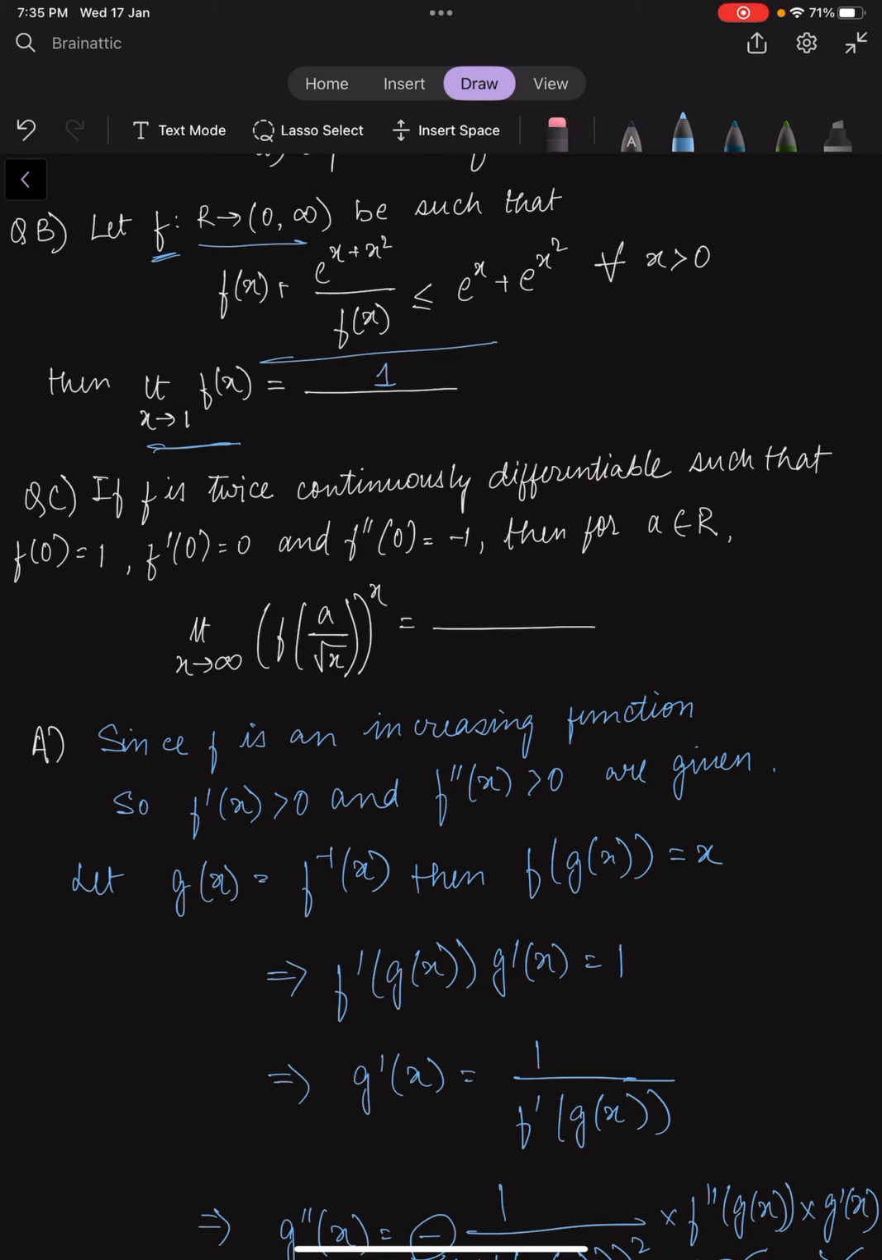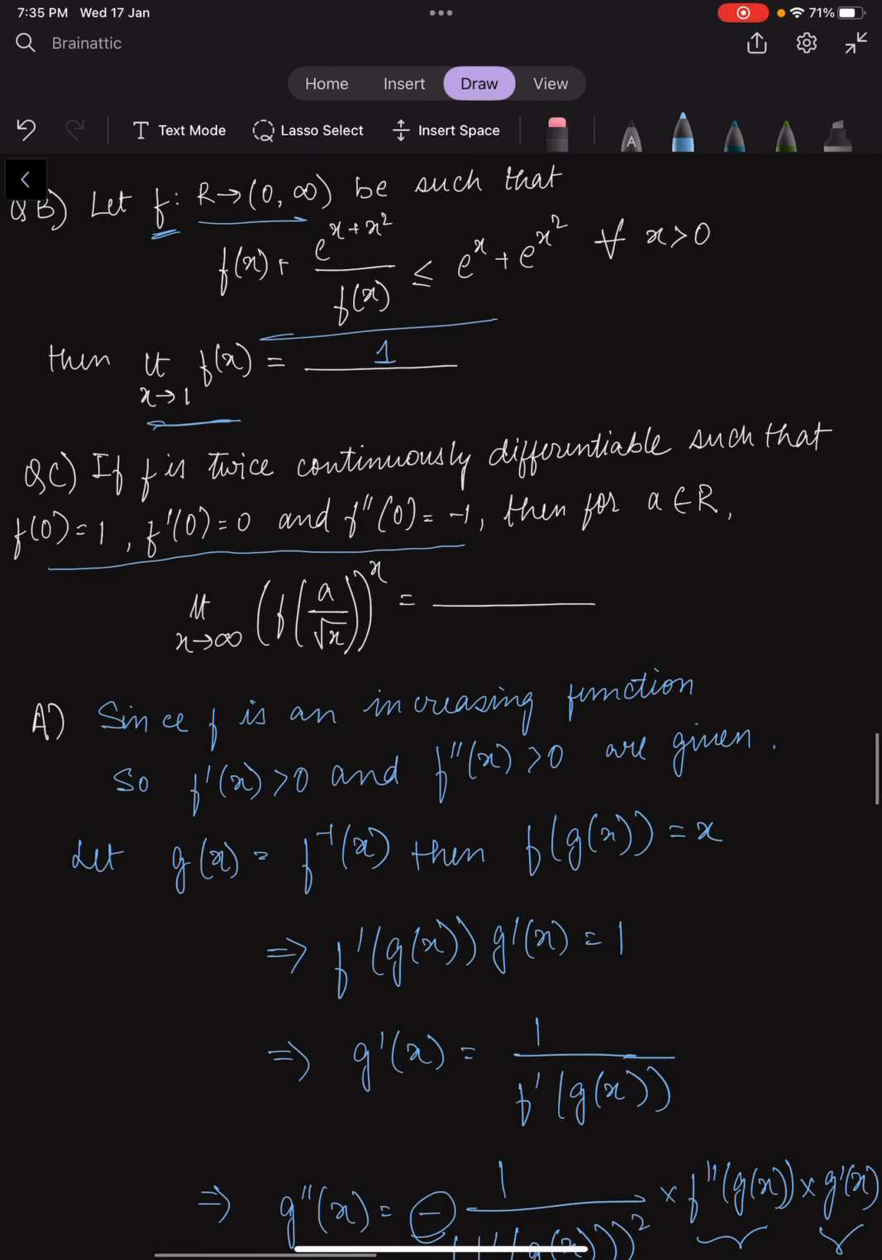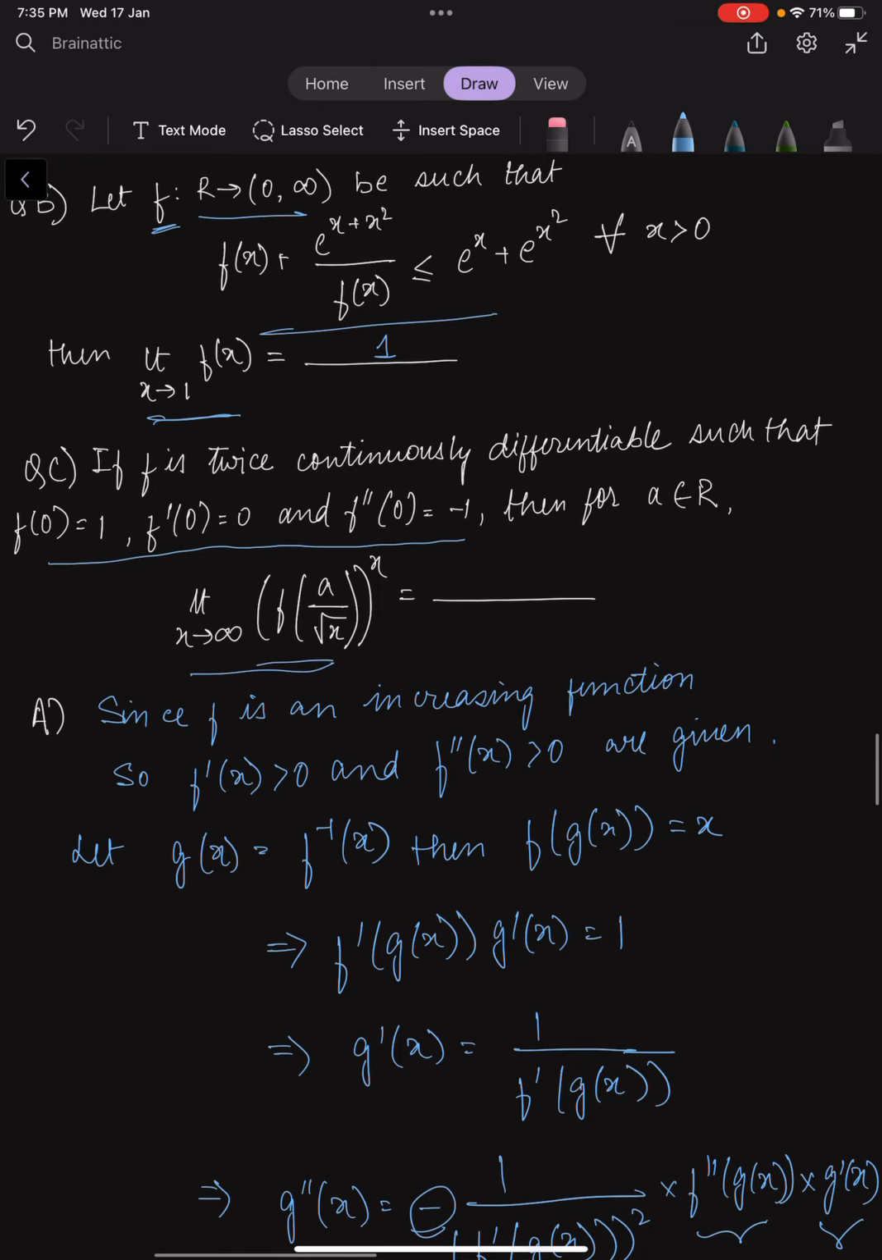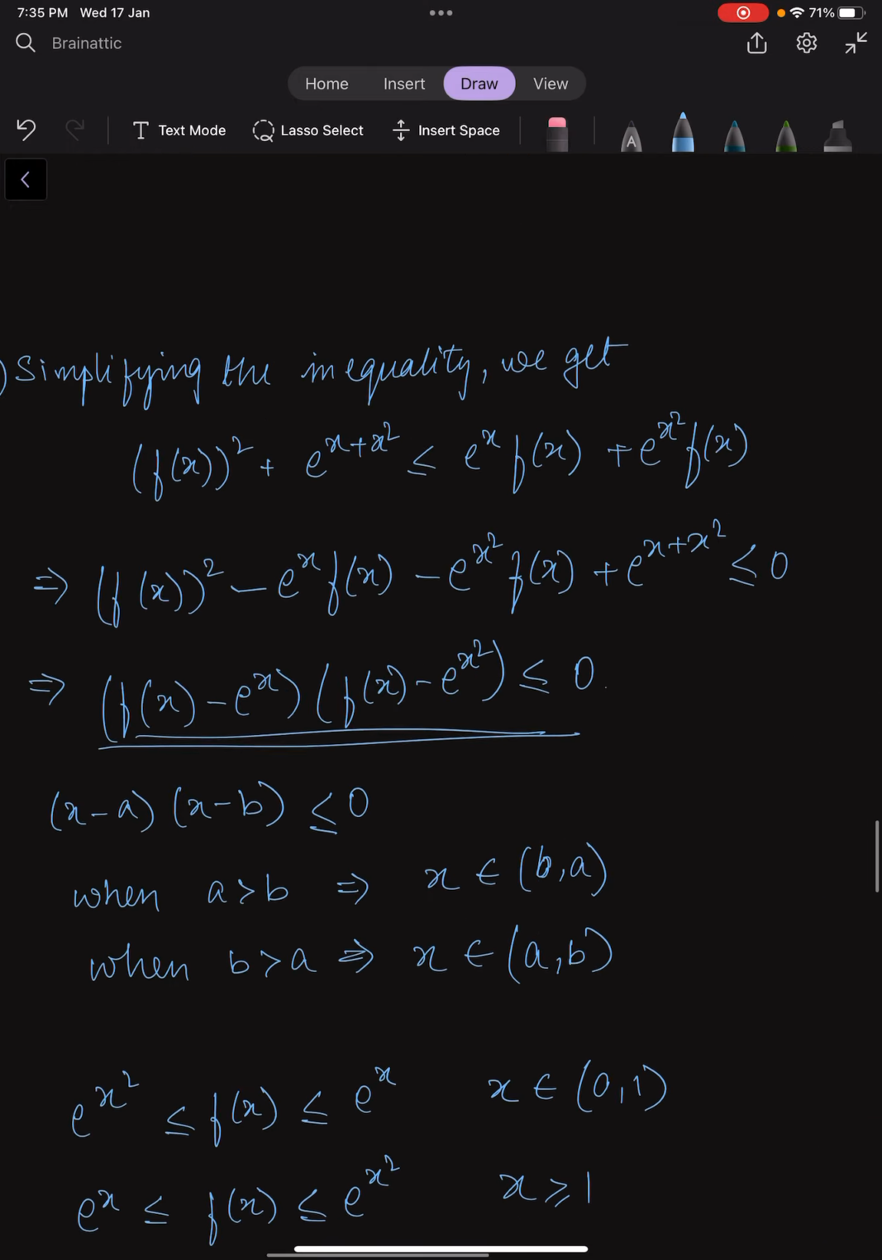Now let's head for the third problem. The third problem is if f is twice continuously differentiable such that we are given f of 0, f dash of 0 and f double dash of 0, when a belongs to R. So we have to find this limit. So let us begin solving the problem.